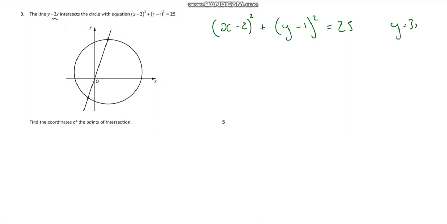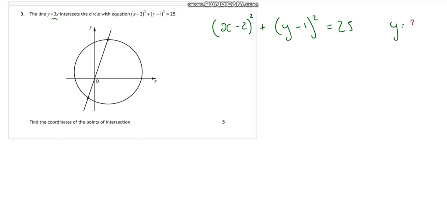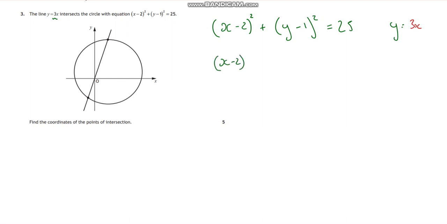Y is 3x. So I'll write out the whole equation again, but this time I'll put that in blue just to make it clear. Y also equals 3x in red. So x take away 2 squared plus, now instead of y, I'm putting in 3x take away 1 squared is 25. So that makes sense, doesn't it? Because we know that y is the same as 3x, so this equation holds true. So all I need to do now is multiply the brackets out and put it equal to 0, factorise.